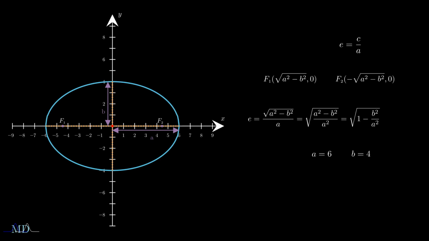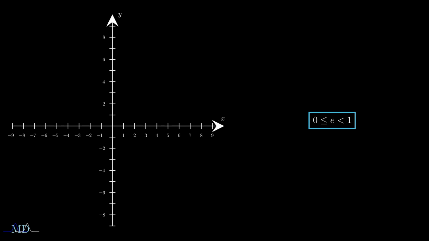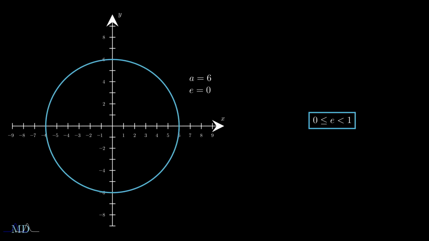In our case a equals 6 and b equals 4. So the eccentricity of our ellipse is square root of 5 over 3. That is about 0.745. The eccentricity is a number greater than or equal to 0 and lesser than 1. When it is equal to 0, there is only one focus that coincides with the center. And this means that the ellipse is a circle.